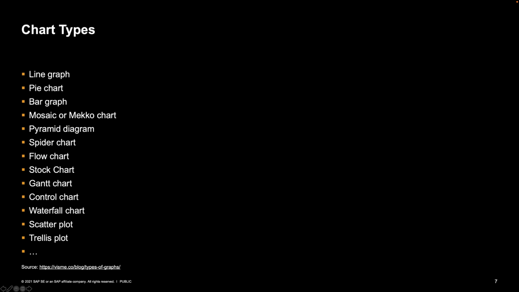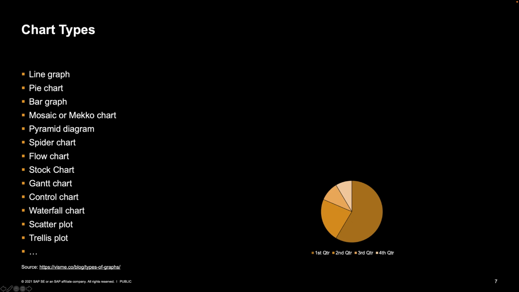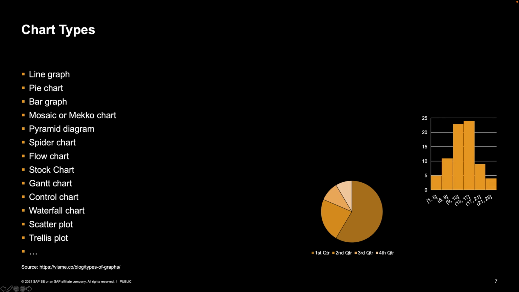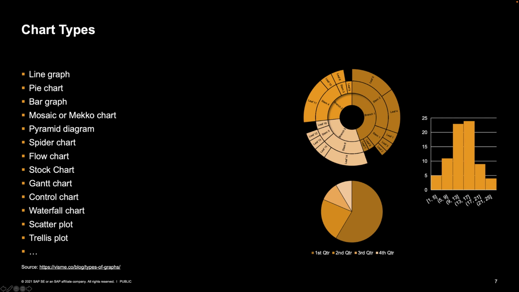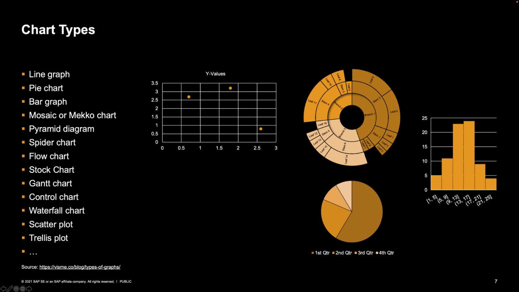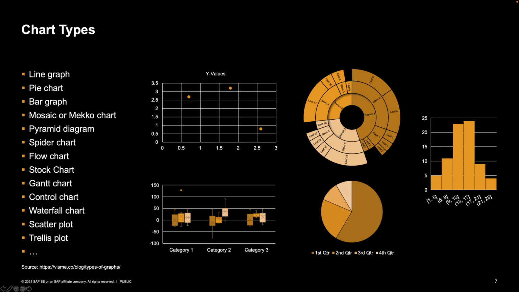There are multiple ways to display data, from simple lists to table, through graphs, a multitude of graphs and charts and plots and diagrams such as lines, pies, bars, mosaic, Marimekko, pyramids, spider, flow, stock, Gantt, control, waterfall, scatters, trace, and more. We could find up to 44 different types of graphs in some documentation, and there are probably more.